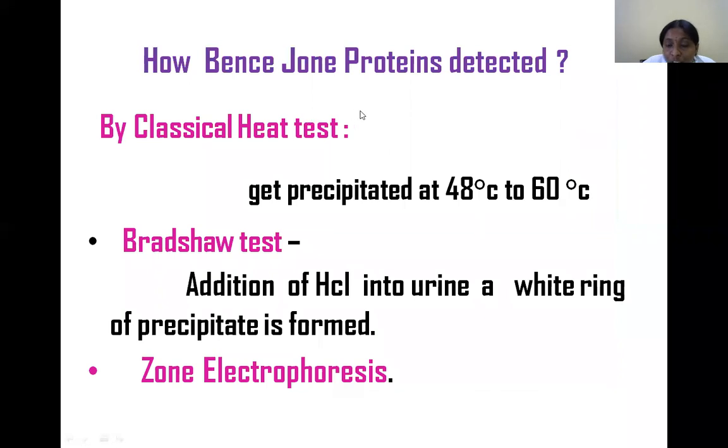How are Bence Jones proteins detected? By the classical heat test, where they can be precipitated at 48 to 60 degrees. The Bradshaw test: addition of HCl to the urine forms a white ring of precipitate. And the third test is Jones electrophoresis.